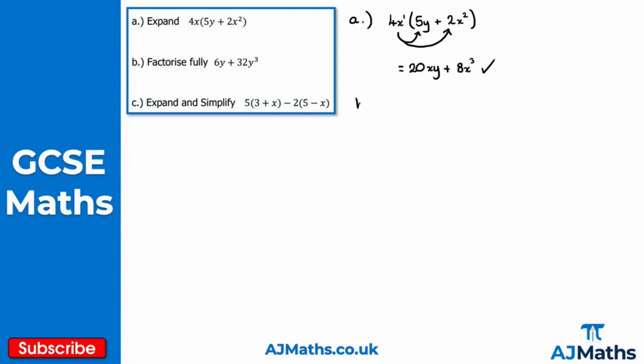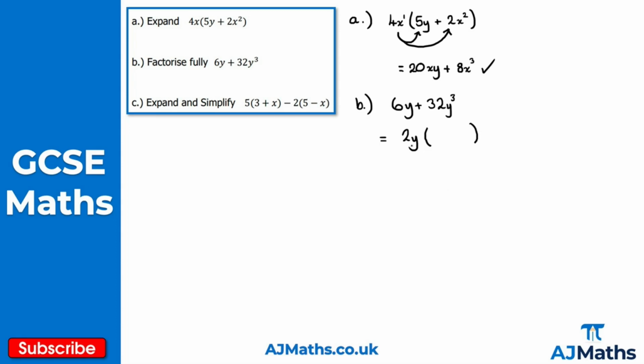Moving on to B now, we're asked to factorise fully 6y plus 32y cubed. I'll just write that down here. 6y plus 32y cubed. So if we're factorising fully here, remember when we're factorising, that just means that we now want to put this into brackets here. It's the opposite of expanding. So I need to now find the highest common factor for my two terms here. So in this case, my highest common factor would be 2y. We put a 2y here in front of our single bracket.